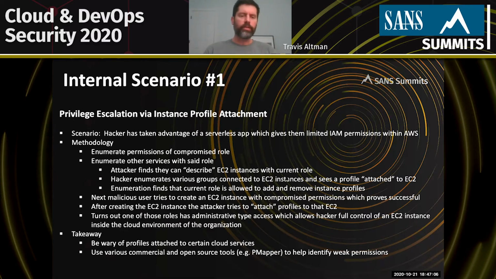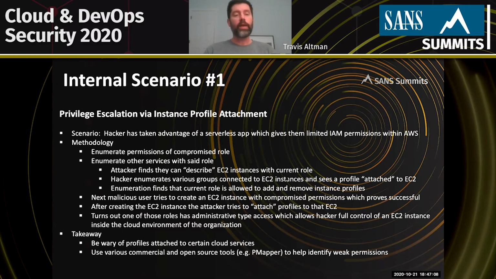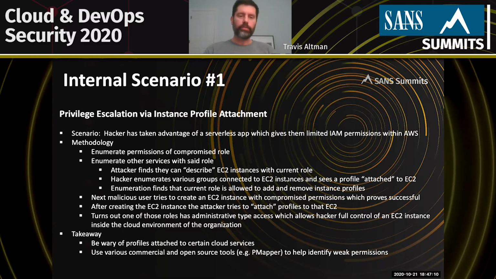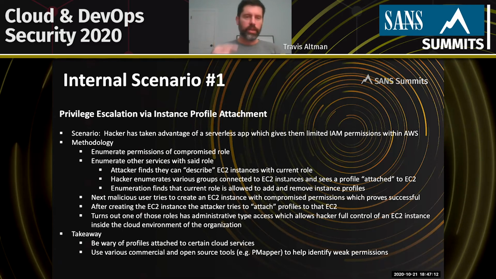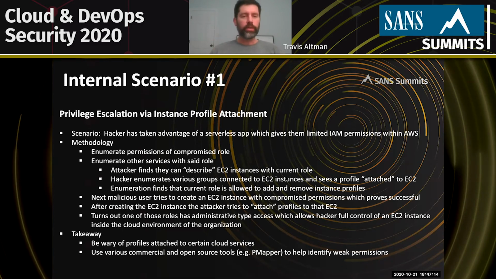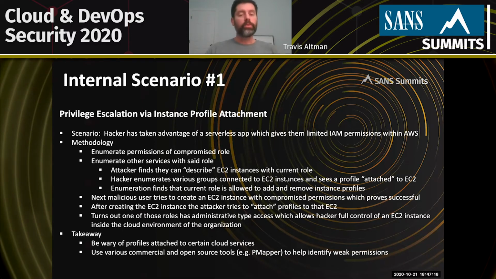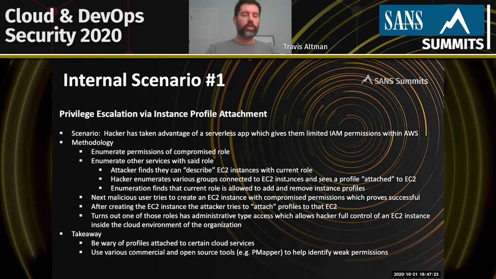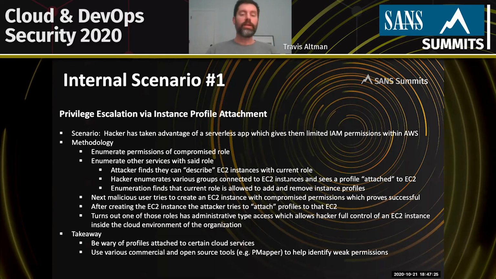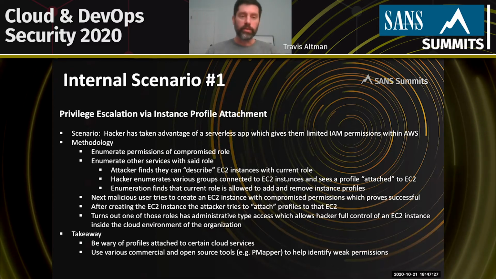So through that enumeration, they find that the current role is allowed to add and remove instance profiles. So once again, they just keep going on a chain. What else can I have access to? So then they try to create an EC2 instance with those compromised permissions, which proves successful in this case. Then after creating the EC2 instance, they try to attach those profiles to the EC2.